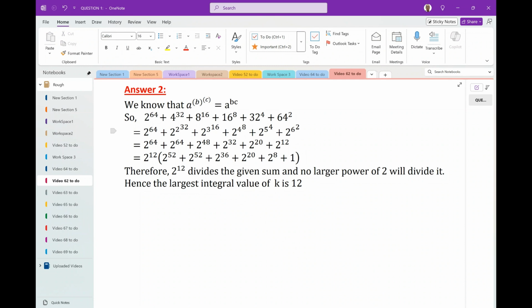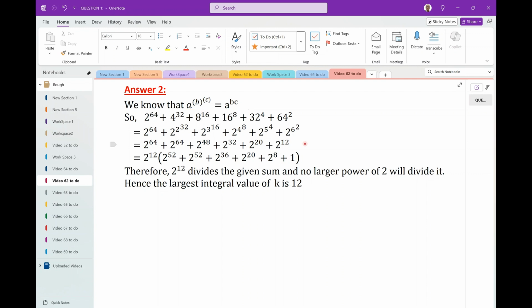So, we get 2 to the power of 64 plus 2 to the power of 64, which is this term, plus 2 to the power of 48, which is this term, plus 2 to the power of 32, which is this term, plus 2 to the power of 20, which is this term, and 2 to the power of 12, which is this term. In this, we have used this formula.